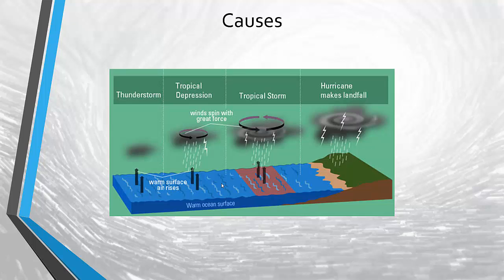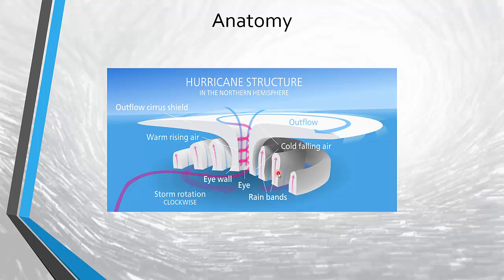Storms that form north of the equator spin counterclockwise. Storms south of the equator spin clockwise. This difference is because of the Earth's rotation on its axis. As the storm system rotates faster and faster, an eye forms in the center.